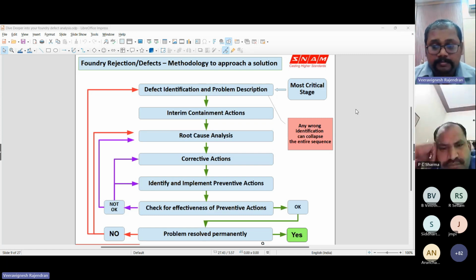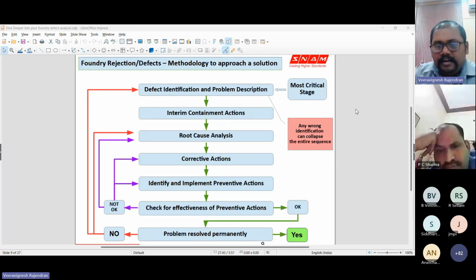So corrective action means maybe I'll do a double check of my casting before sending it to my customer. Preventive action is I ensure that such kind of defect does not come and I don't need to do a double check. I'll do a preventive action, and then I'll implement the preventive action. After implementing the preventive action, all these actions are time bound. You should have a review mechanism.